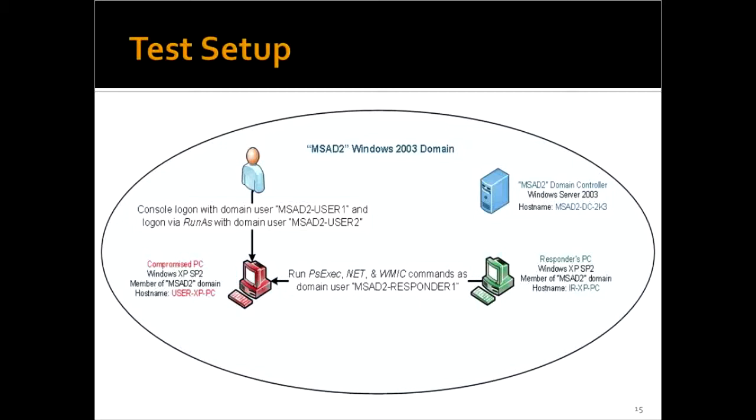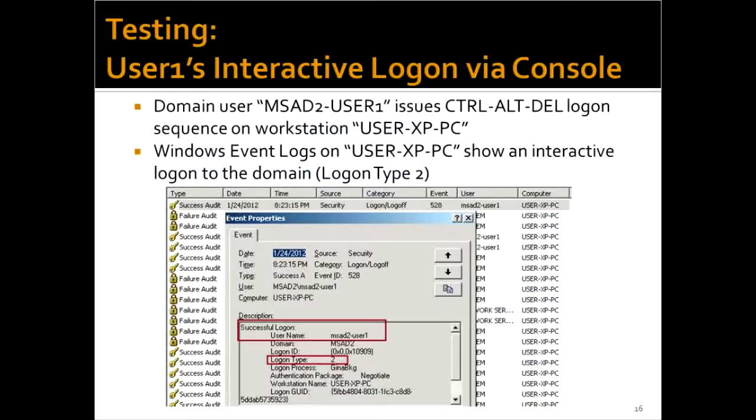Then from my responder's machine on the right, I'm going to log in with a responder account with psexec, net use, and WMIC, and show how the network logon appears in the event logs. And once this is up and running, I want to dump the hashes, both cached credentials and credentials in memory. And then we can prove and show what the effect is of these various logons.